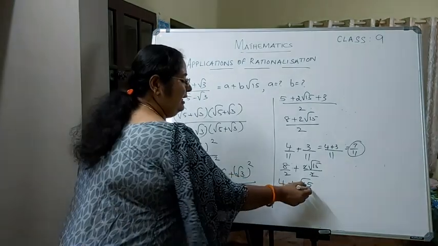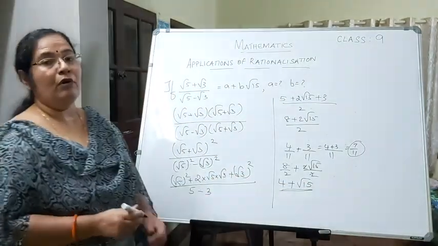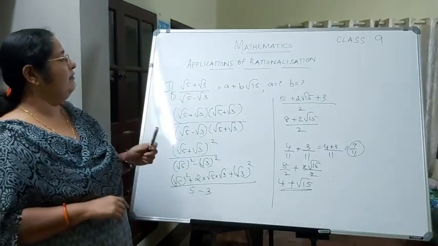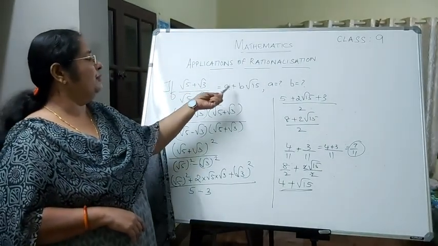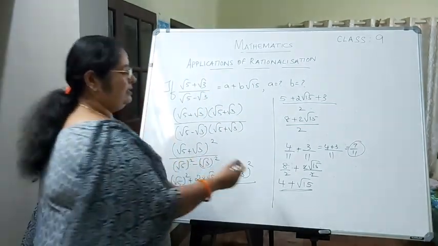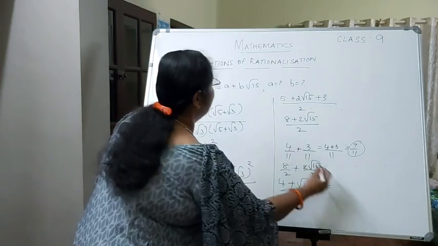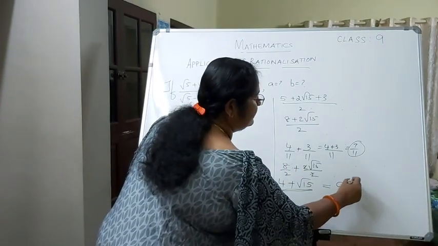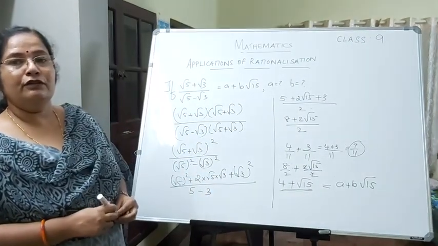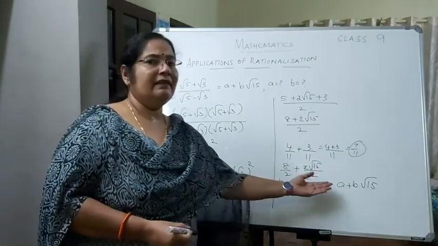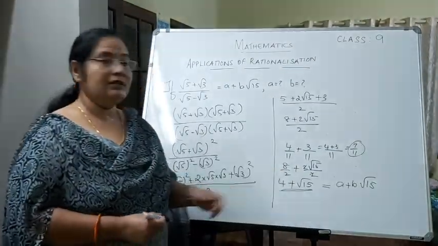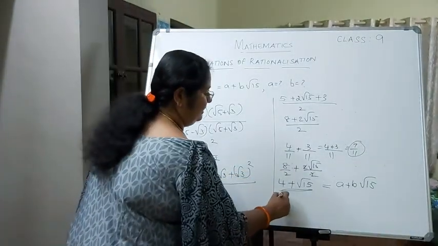Now this is the simplified form of this expression after rationalizing it. What we are given is that this is equal to a plus b root 15. So 4 plus root 15 is equal to a plus b root 15. Now how will you find the values of a and b? Just compare the left and right side. So a will correspond to what? 4. A is equal to 4.